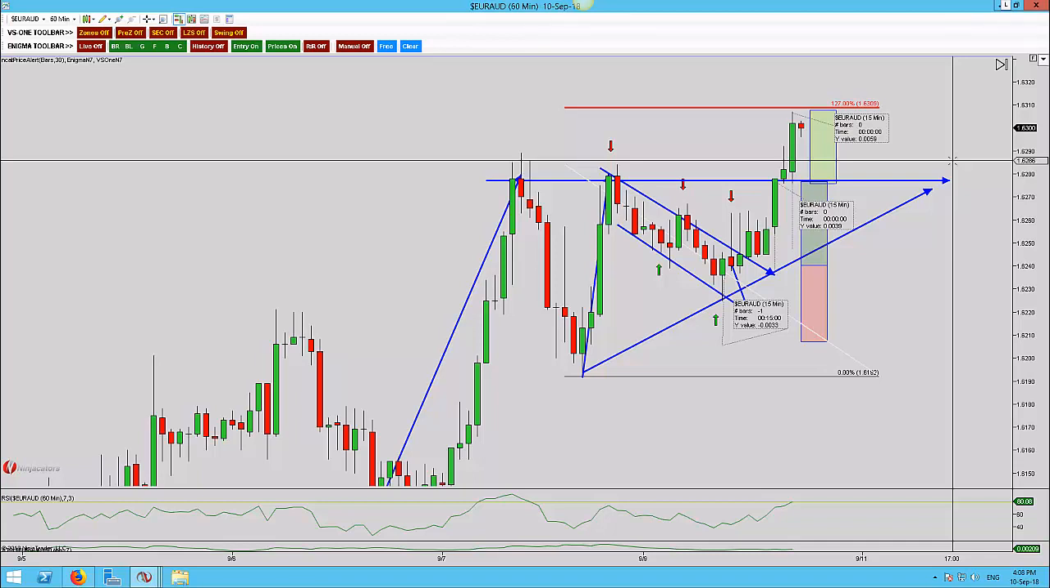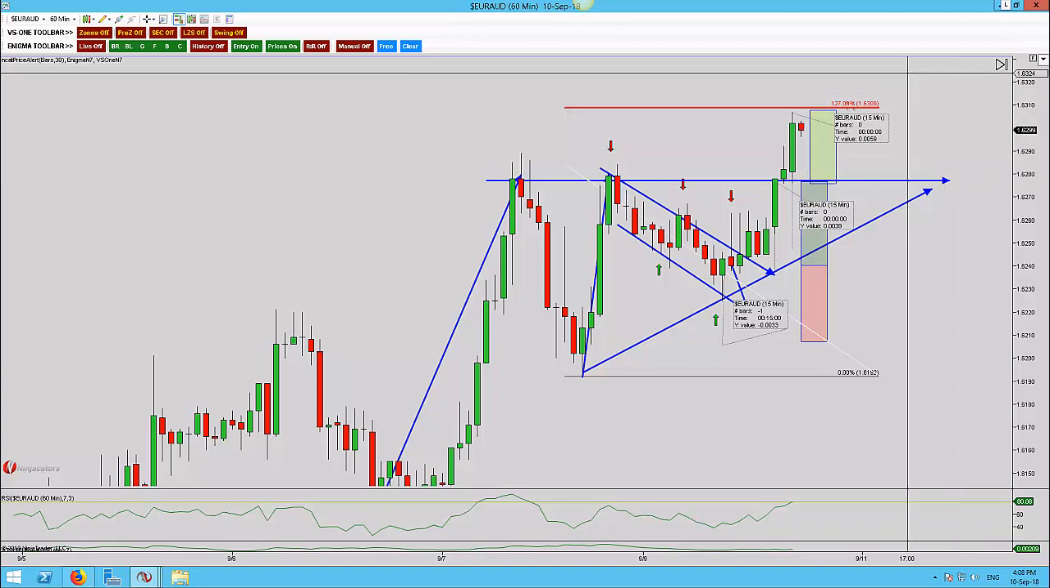But there we go, 39 pips for target 1, so we bank half, so that's 19.5, and then target 2s for just short of 60, so that's 29.5, so that's 49 pips in total banked for the Euro Aussie trade.